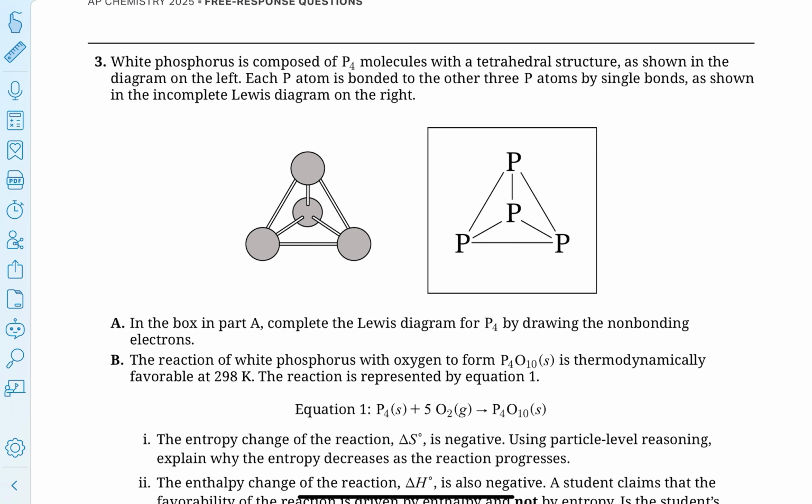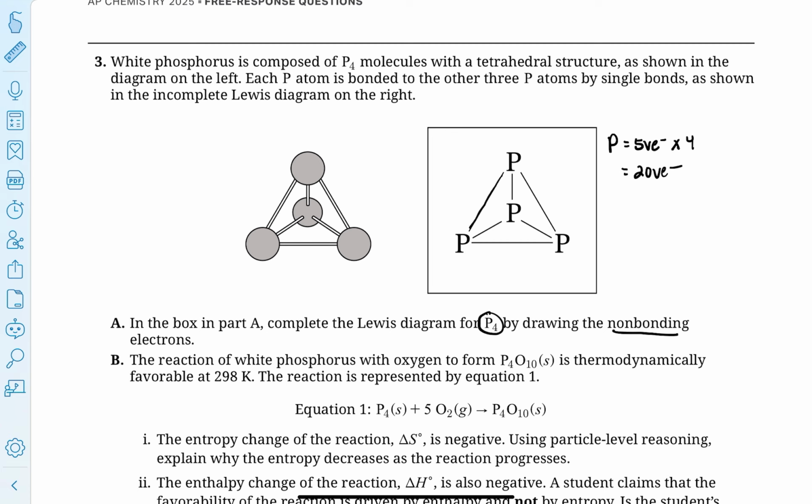In 3A, I have to complete the Lewis dot diagram for P4. By drawing the non-bonding electrons, I can see that the bonding pairs are shown to me. So I like to use a valence electron bank to solve questions like this. Phosphorus has 5 valence electrons. There's 4 of them in the molecule. So I've got 20 valence electrons total that I have to empty to 0.